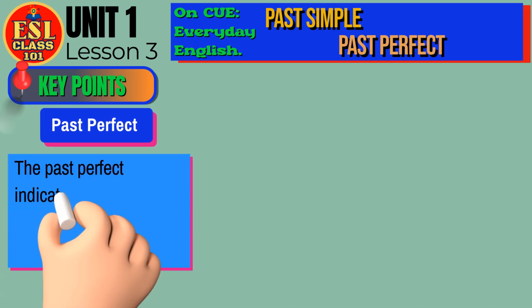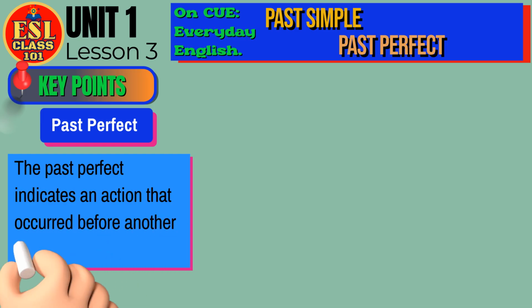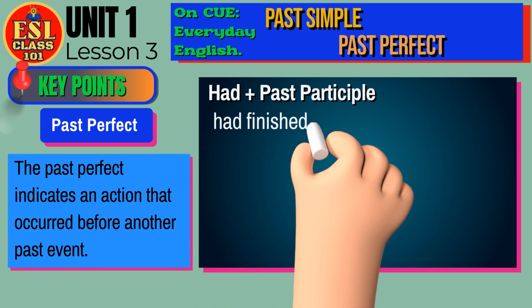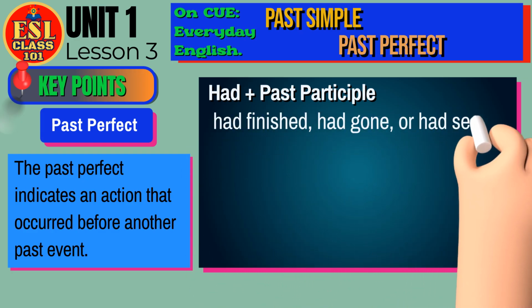The past perfect tense is used to show that one action happened before another action in the past. It makes the order of events clear and helps us understand which action came first. The structure of the past perfect is formed with the helping verb had, followed by the past participle of the main verb. For example, we say had finished, had gone, or had seen.